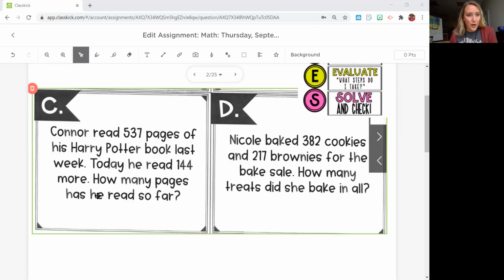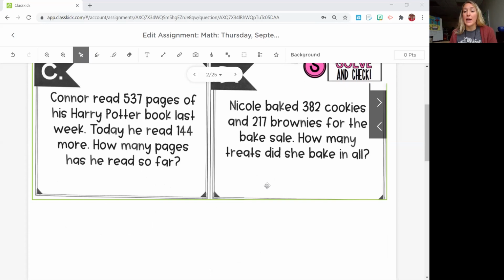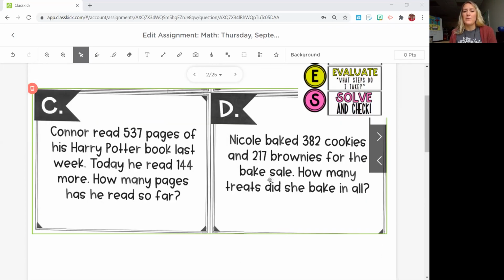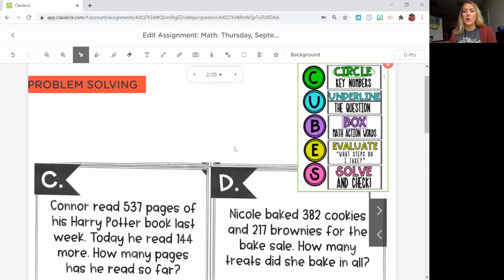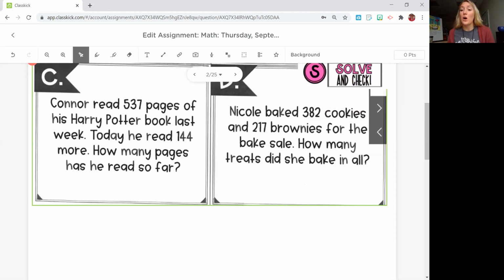Now, for C and D, I believe we are on E. So you are going to evaluate. I'm still going to box the action words because sometimes those are tricky to find, and we'll study those more when we look at solving addition and subtraction word problems. So first, we always read the whole question.